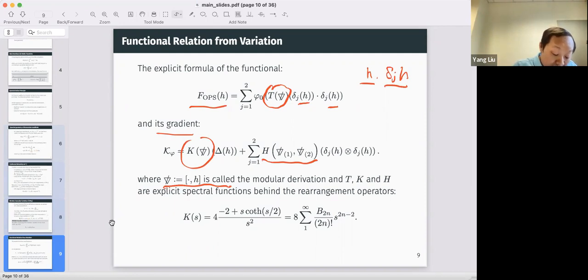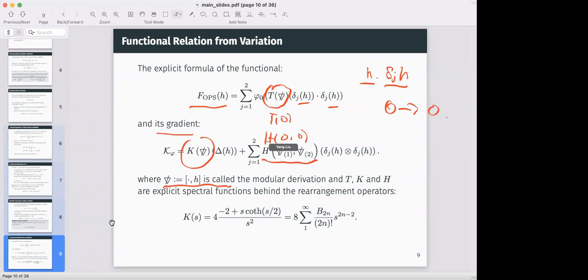In the classical case, say you take the deformation parameter theta to zero, then these T, K, and H become some functions. It just becomes like T of zero, H of zero, zero. Then you take this number, and you will recover the classical result on the usual commutative torus.